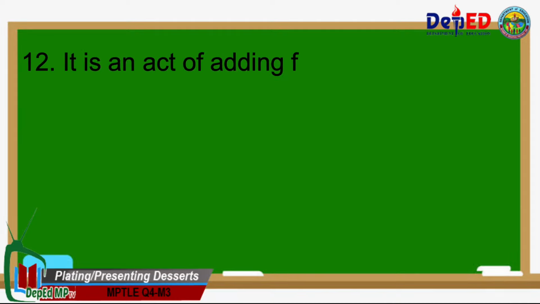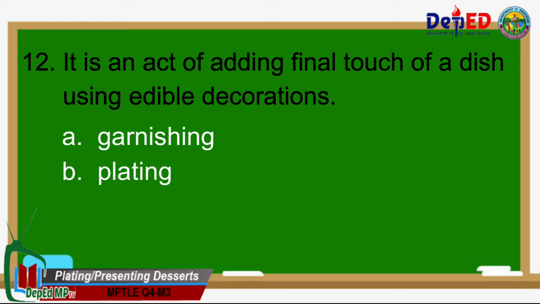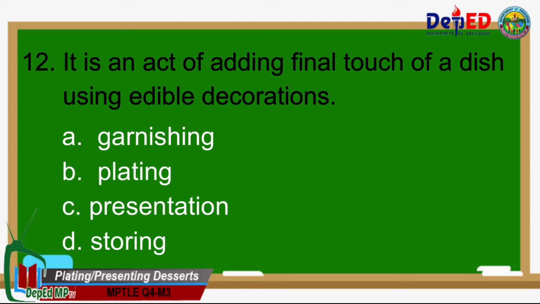Number 12. It is an act of adding the final touch of a dish using edible decorations. Letter A, garnishing. Letter B, plating. Letter C, presentation. Letter D, storing. The correct answer is letter B.